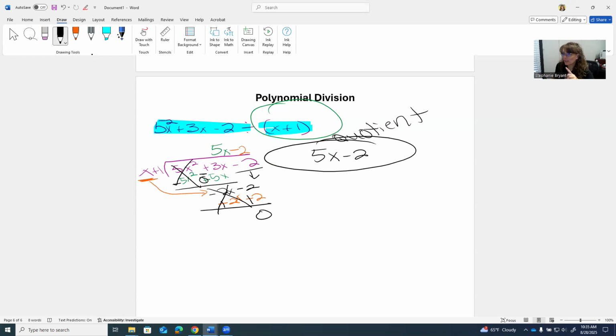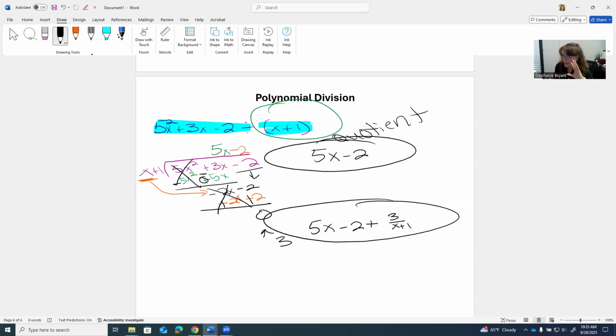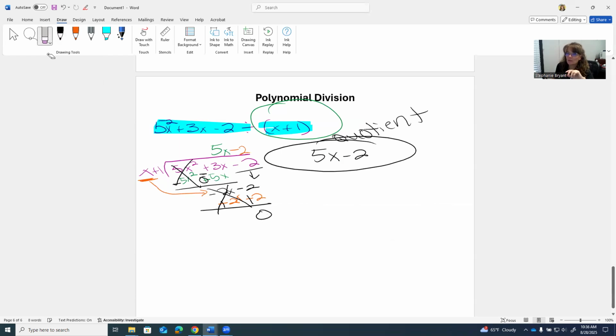We're good. I just want to throw out there, if this remainder would have been 3, which it's not, but if it would have been, we would have taken that 5x minus 2 and said plus 3 over that denominator, and that would have been my final answer. But in this case, it worked out evenly. So my answer is just 5x minus 2. Thank you.